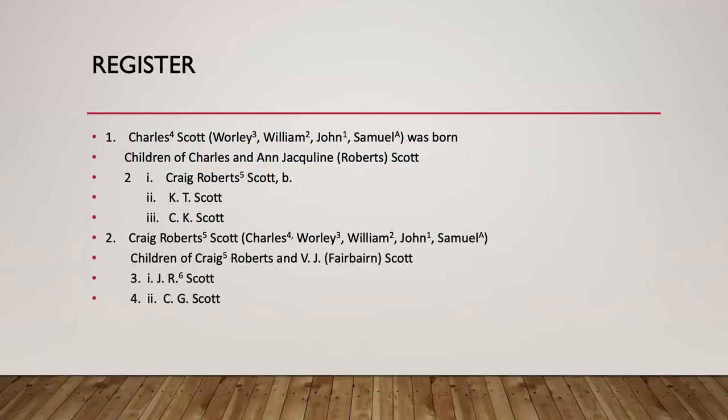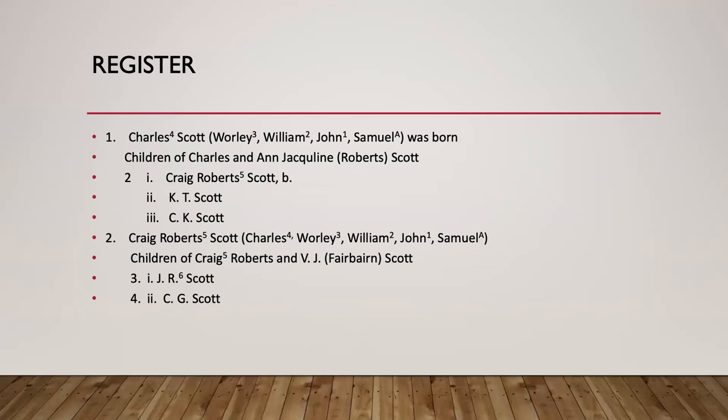So you can see here that Charles's father's name is Worley. And Worley's father's name is William, and William's father's name is John, and John's father's name is Samuel. And then there'll be some narrative, and then at the end of the narrative, there will be a statement of the children of Charles and whatever mother there is. My father's only been married once, to Anne Jacqueline Roberts. And so I am the first of their children.